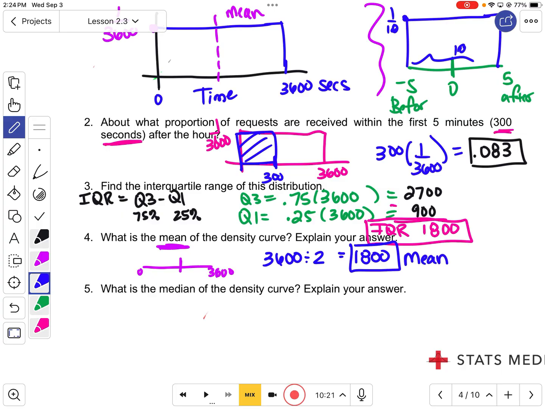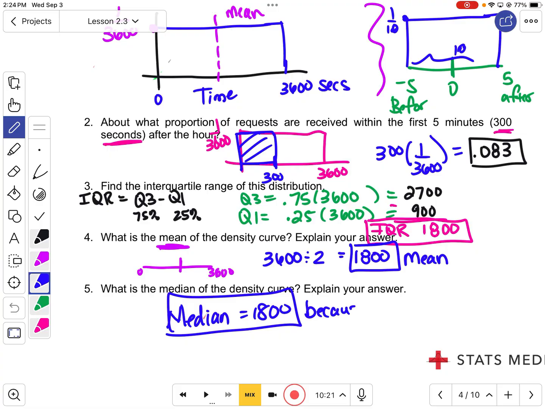It's uniform. If the mean is 1,800, what does that mean the median is? 1,800. Because they're equal. Because mean is equal to median.